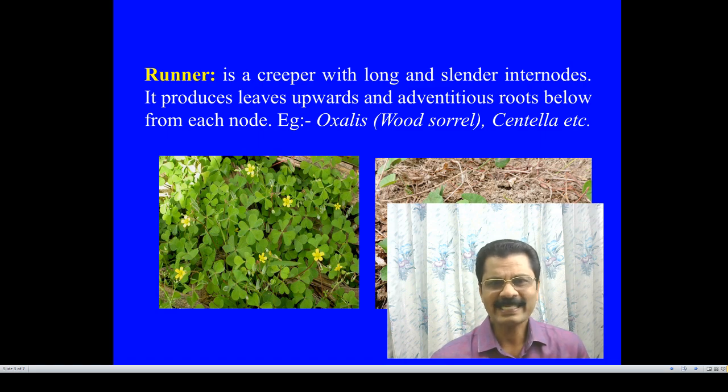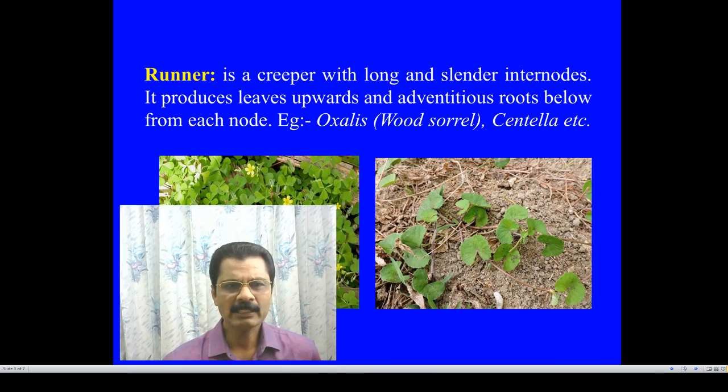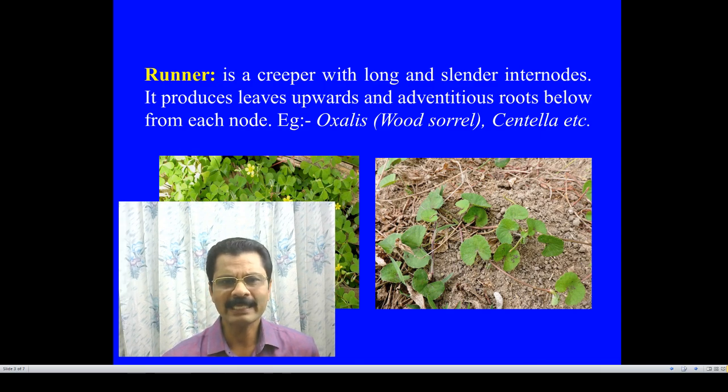So runner is a weak-stemmed plant which creeps or grows horizontally on the surface of the soil. It has nodes and internodes. From the nodes, from the base, adventitious roots develop, and above you can see the shoot system. And one of the typical examples is Centella asiatica and oxalis, otherwise called wood sorrel.